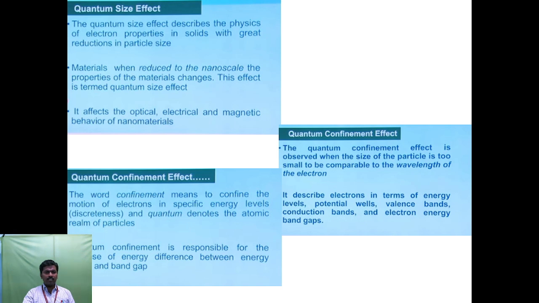The quantum confinement effect is observed when the size of the particle is small enough to be comparable to the wavelength of the electron. It describes the electron in terms of energy level, potential well, valence band, conduction band and electron energy band gap. The word confinement means to confine the motion of electrons in specific energy levels, and quantum denotes the atomic realm of particles. The quantum confinement is responsible for the increase of energy difference between energy states and band gap.